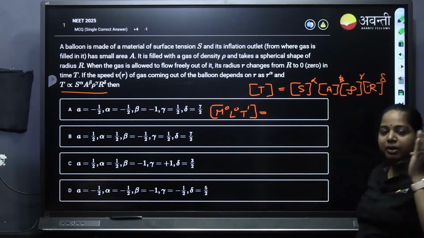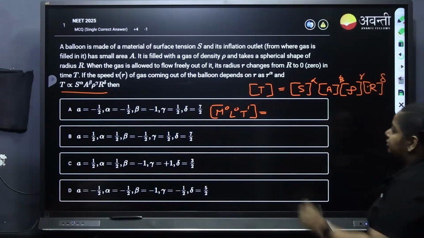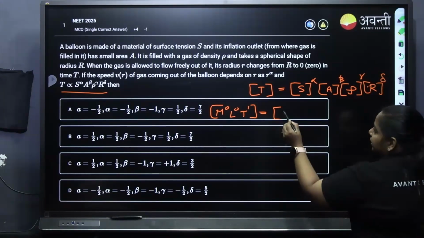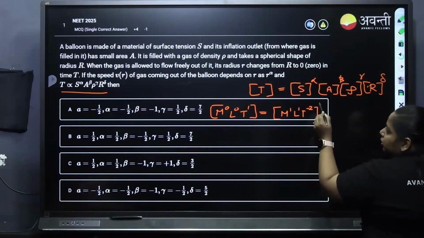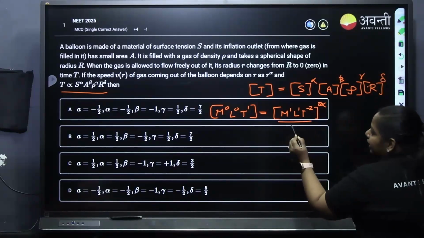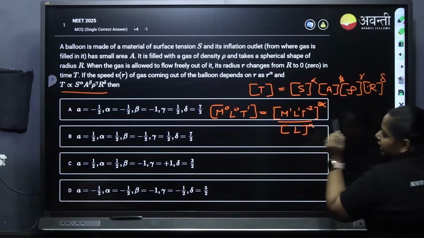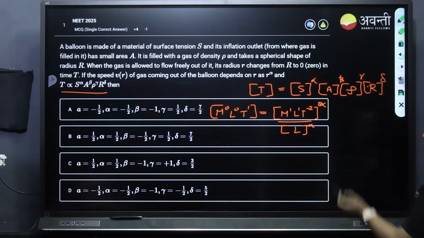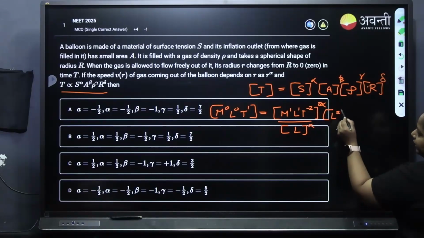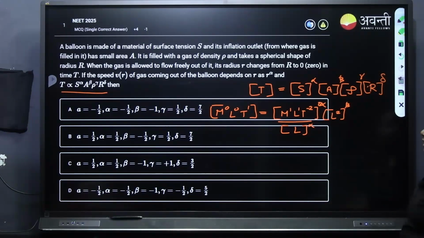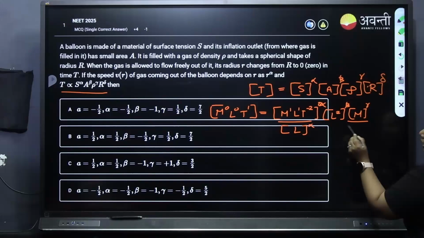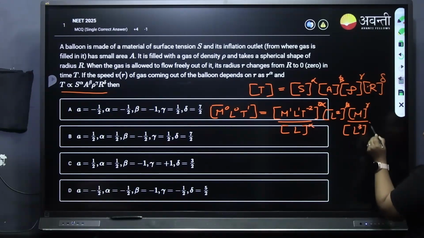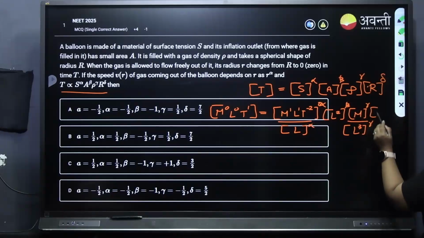Surface tension is nothing but force by length. Surface tension is force per unit length. Force we know is M1, L1, T minus 2, to the power alpha, divided by length, so L to the power alpha. This is surface tension. Area we already know, that is L square to the power beta. Density is mass by volume, so mass to the power gamma divided by volume, L cube to the power gamma. Radius is simply length, so length to the power delta.